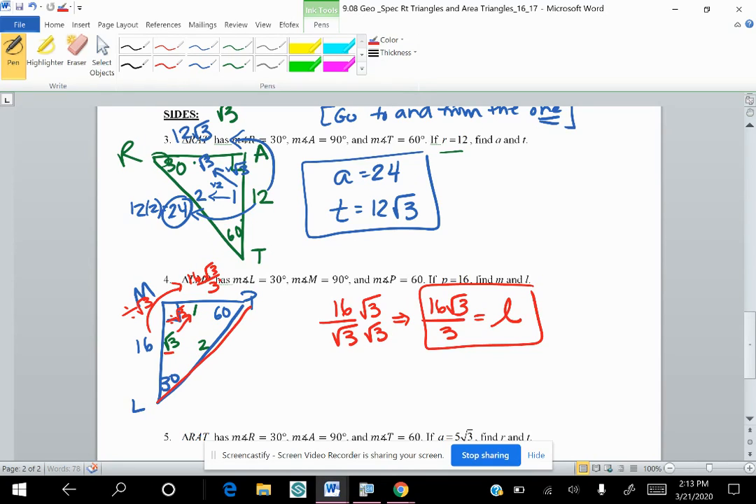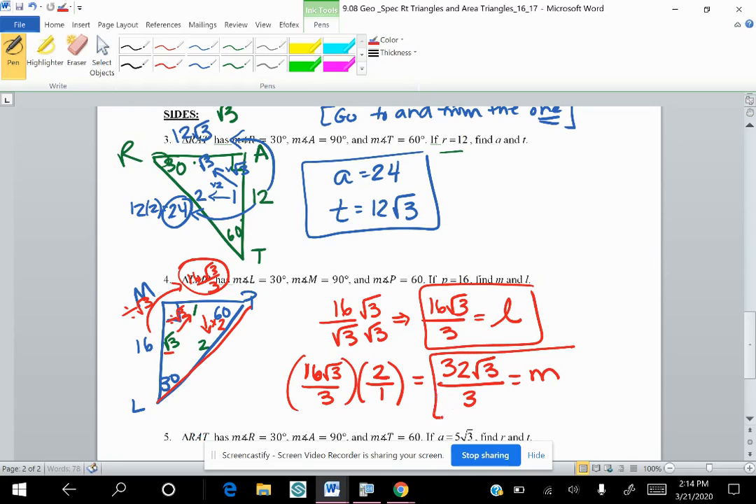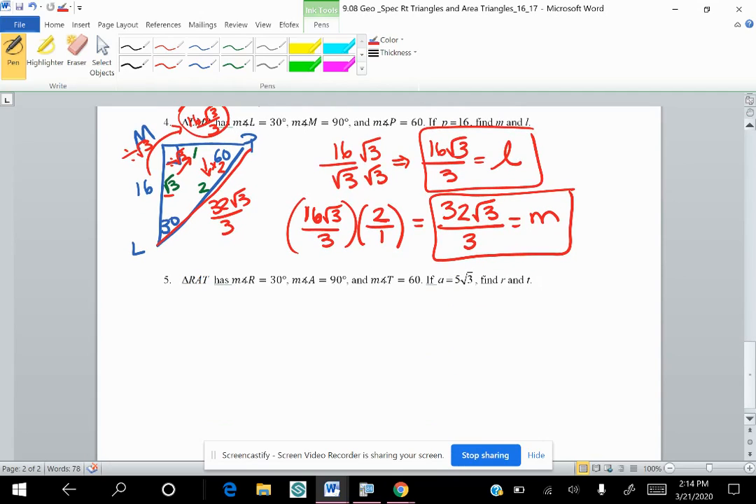Now I just need to find side M, the hypotenuse over here. So we always go to and from the 1. So now that I found this 1, I want to go to the 2. I'm getting bigger, so I multiply by 2. So I'm going to take 16 rad 3 over 3, which was the side with the 1, and multiply that by 2. Since it's a fraction, I'm going to put 2 over 1. Multiply straight across the top, so 16 times 2 is 32 rad 3. Remember, the non-radical numbers, 16 and 2, get multiplied. The radical just comes along, and 3 times 1 is 3. And that is going to be side M. So 32 rad 3 over 3. Again, notice these are all exact values, meaning they're radicals written in simplest radical form.